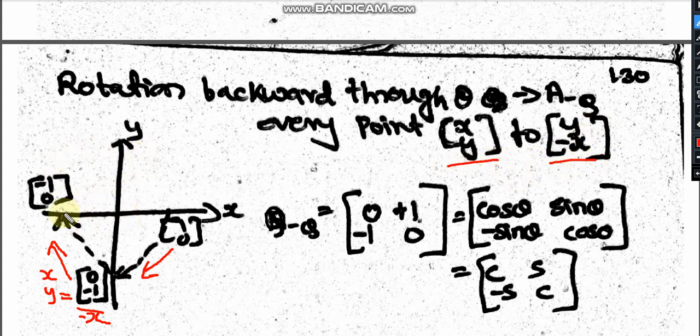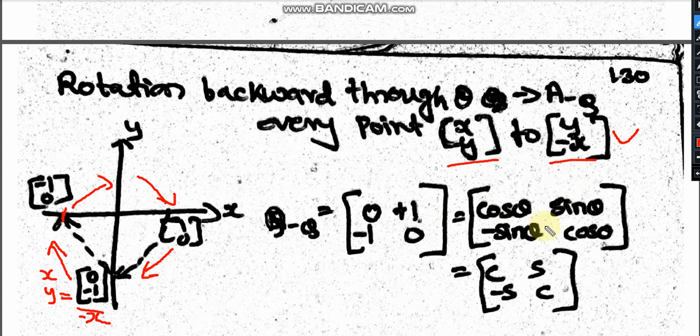You can just check it for the vectors. If this is (x, y) and I'm rotating it by 90 degrees, what are the values? If I'm rotating this by 90 degrees, you can check for all the four rotations, and this holds good. That is, (x, y) is transformed to (y, minus x).